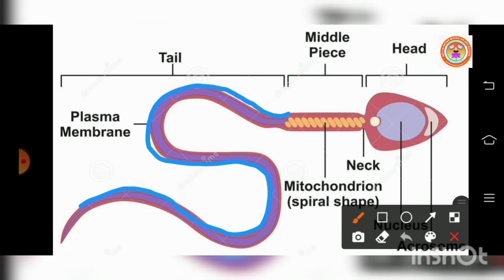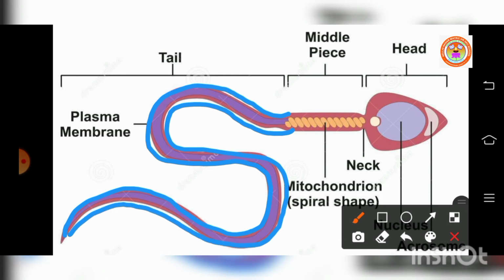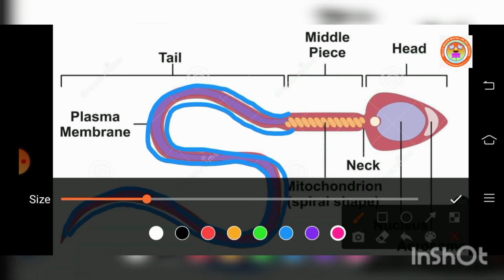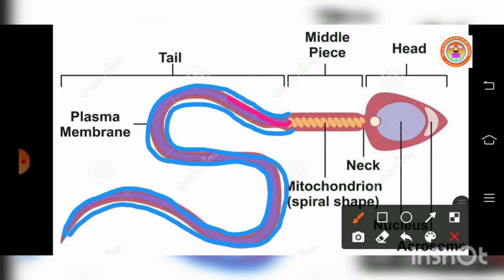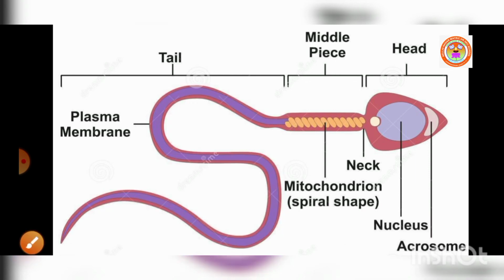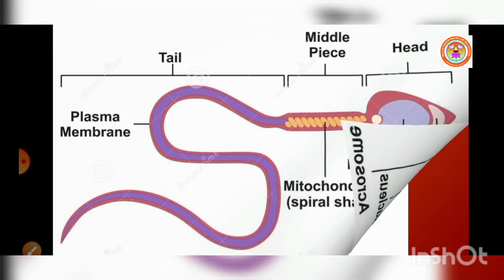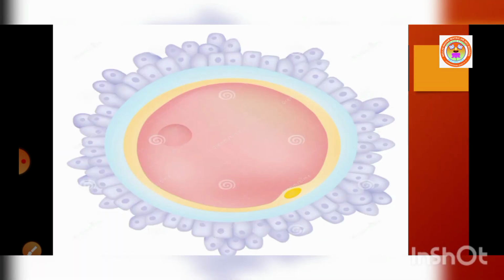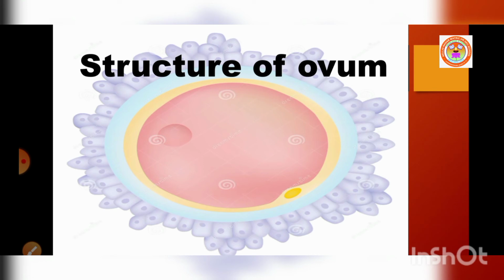You got it. The tail is the longest part. The tail is surrounded by a membrane called protoplasmic sheath, and then centrally it contains axoneme. Got it? Then the sperm is the smallest human cell. Now let us see the largest human cell, that is the female gamete called ovum or egg.